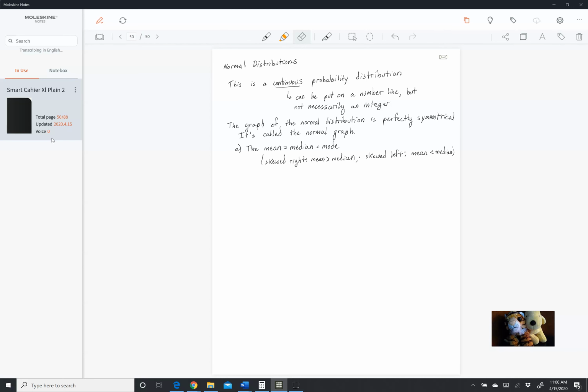The second thing is that it's symmetrical about the mean. So we say the normal curve, the normal graph, or sometimes the normal curve. So when we say it's symmetrical, the mean, median, and mode are in the center.